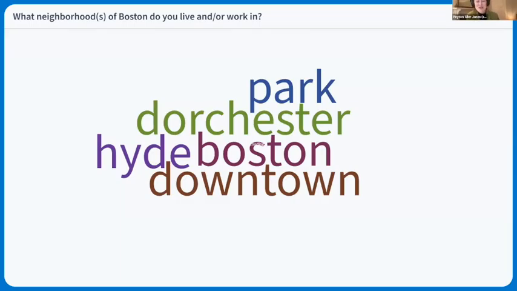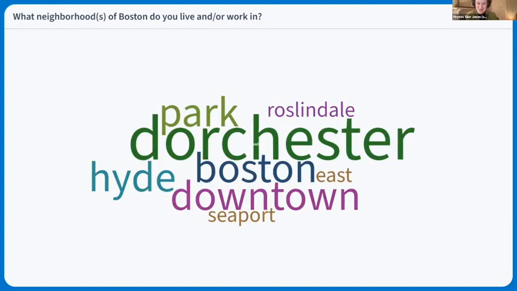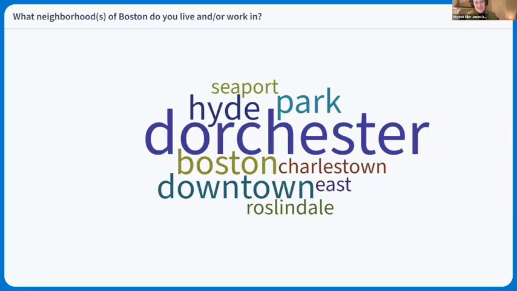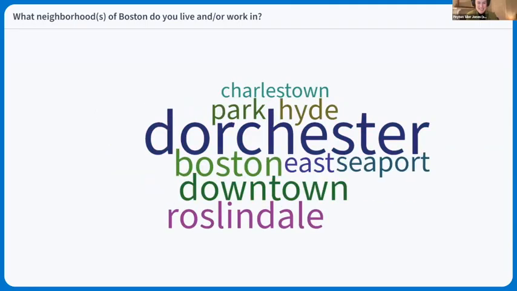Wow, a neighborhood with 2 words already broke Poll Everywhere. We have a Hyde Park, awesome. Dorchester, downtown Boston, East Boston, Seaport, Raleigh. Awesome showing from Dorchester. Heck yeah, we got a lot of Raleigh.